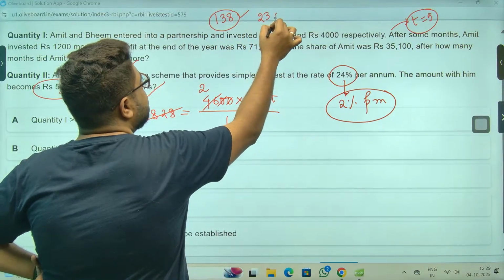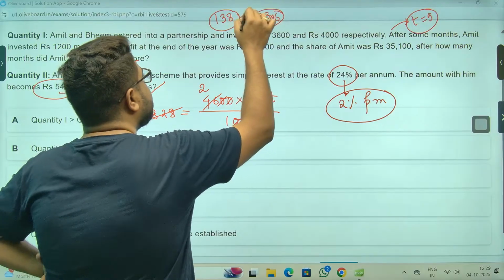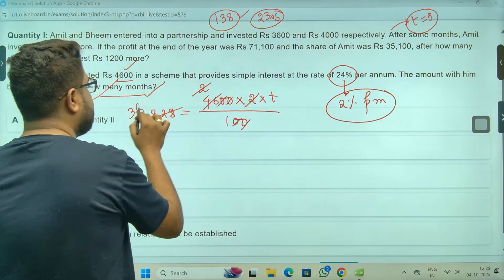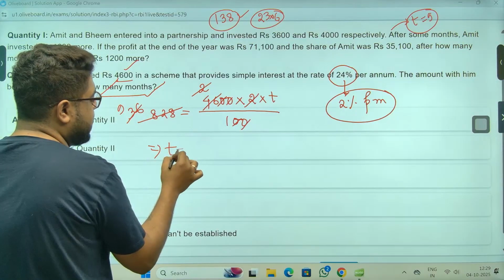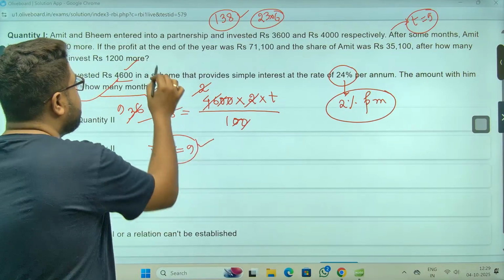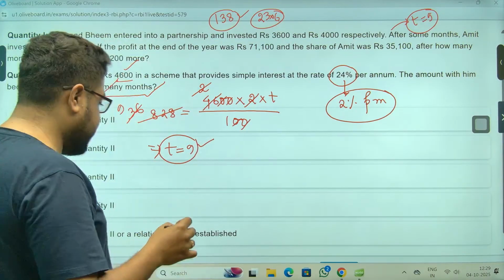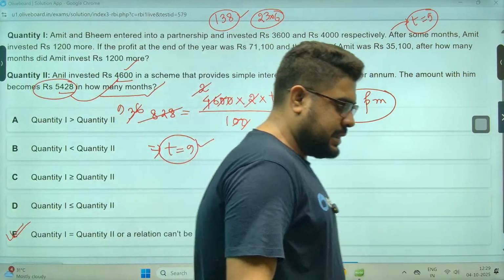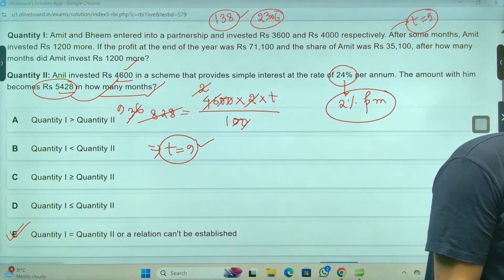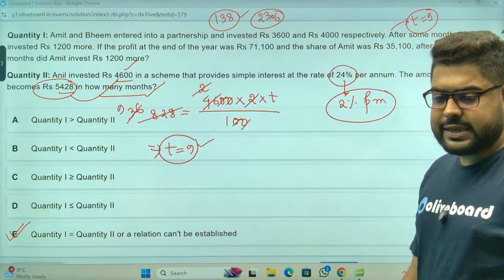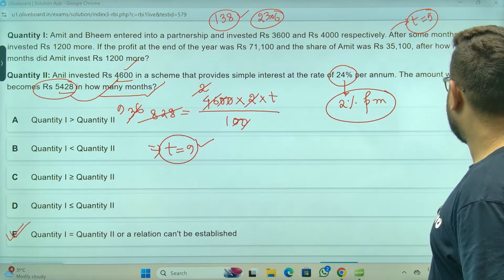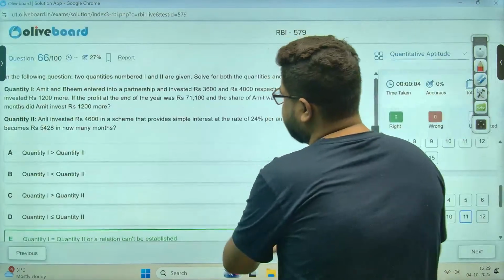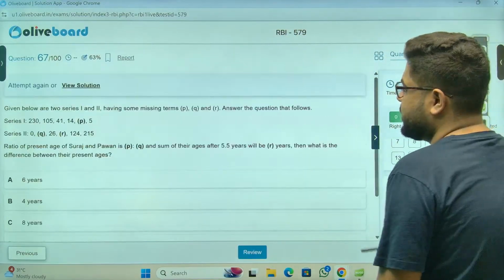23 into 6, do it. 6 twos are 12, 6 threes are, yes, 6. So this is 4 nines are this. So this is also t equal to 9. So Q1 is equal to Q2. Both sides I'm getting the same. So option E has to be the answer, that Q1 is equal to Q2. Both the answers are same, Q1 equal to Q2, sir. Perfect. Chalo.